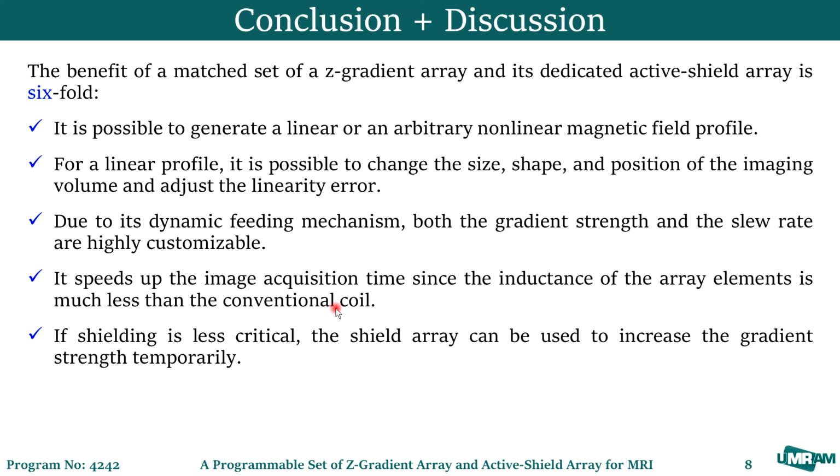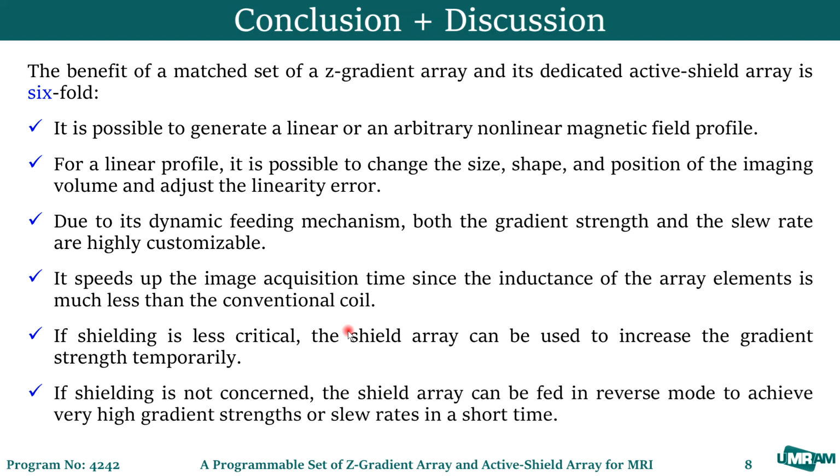If shielding is less critical, the shield array can be used to increase the gradient strength temporarily. And if shielding is not a concern, the shield array can be fed in reverse mode to achieve very high gradient strengths or slew rates in a short time.